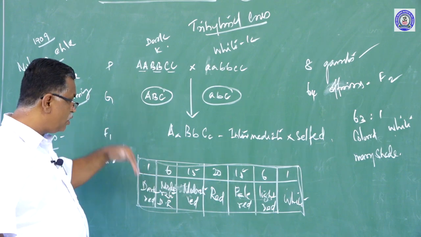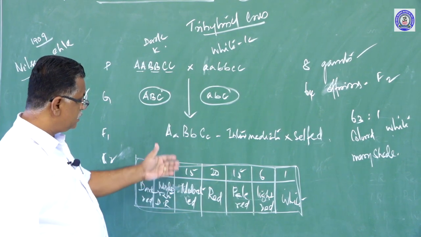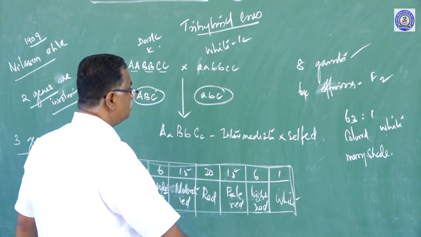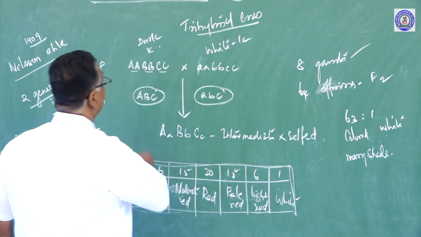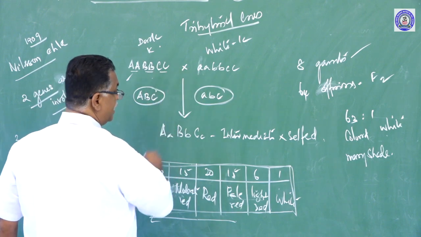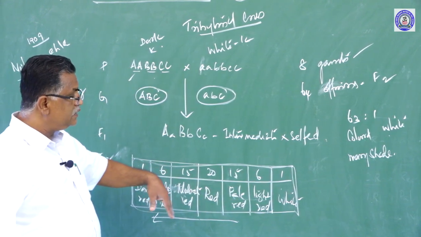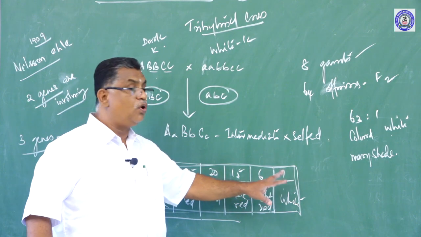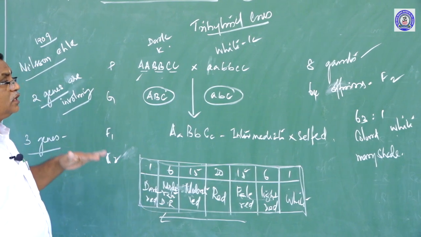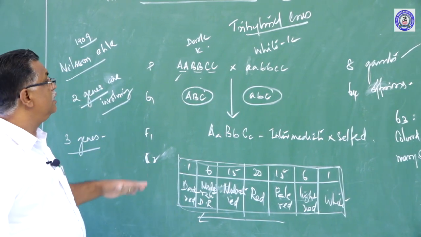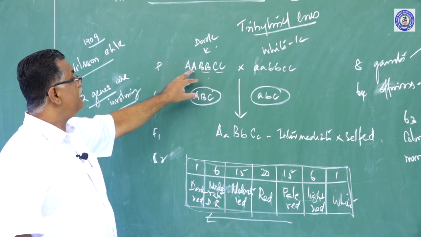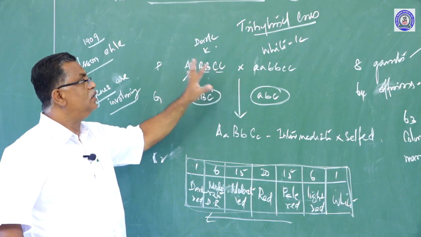One is dark red, another is moderate red, another is pale red, another is light red, and these are all intensities. Depending upon the intensity of the dominant genes, the color keeps increasing. When the number of dominant genes decreases, the color keeps decreasing. If no dominant gene is found, there will be no color and the grain will be white. So the kernel color in wheat is determined by the dominant genes, either capital R like that, or capital A, capital B, capital C in the tribrid cross.